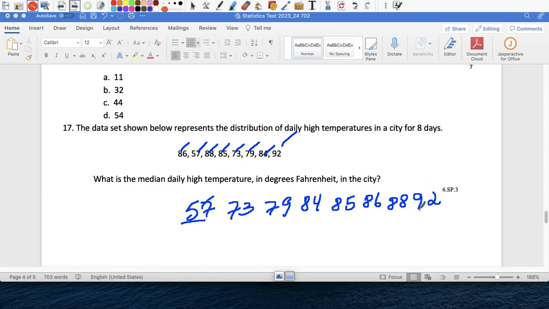Well, we're going to walk to the middle. This and this, right? There are two numbers in the middle, 84 and 85. We add them up and we divide by 2. So the final answer should be 84.5. Okay, and that's your review.